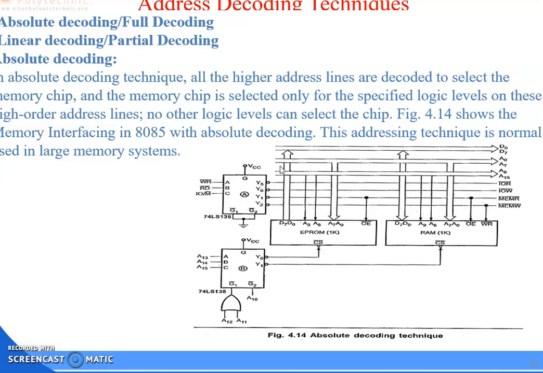The figure shows the memory interfacing in 8085 with absolute decoding. This addressing technique is normally used in large memory systems. So this is the diagram of the absolute decoding technique.